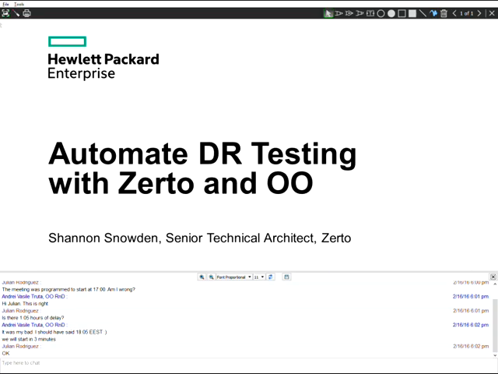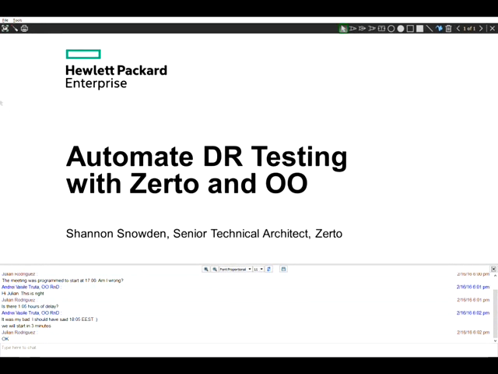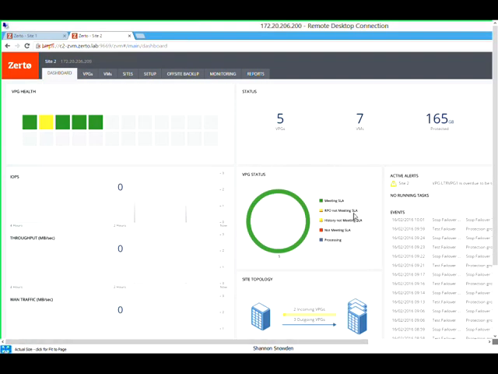We're going to tilt this a little more toward what is Zerto, and then we're going to show you the integration with OO and what a powerful combination you can make for data center DR and also for migrations and all kinds of things you can imagine when you can fully automate things.